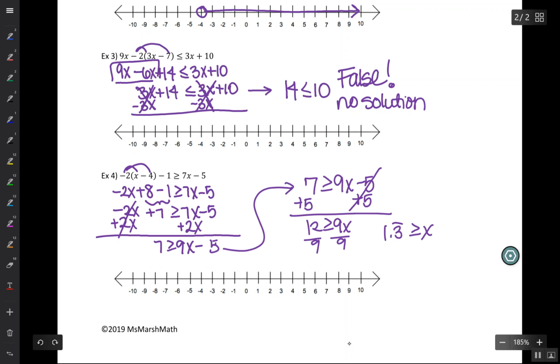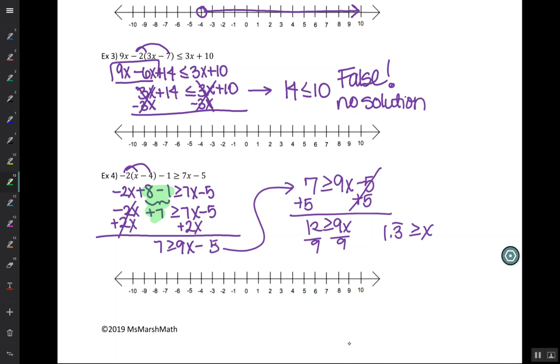Okay. Did you get a decimal? Then you probably got it right. So we distribute the -2. We get -2x plus 8 minus 1 is greater than or equal to 7x minus 5. 8 minus 1 can be combined to give you 7, so this can be combined. So then I added 2x to both sides.